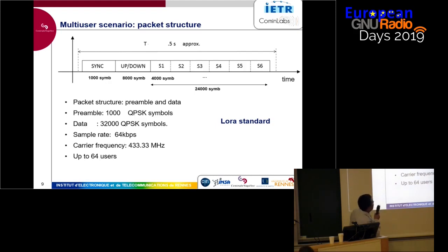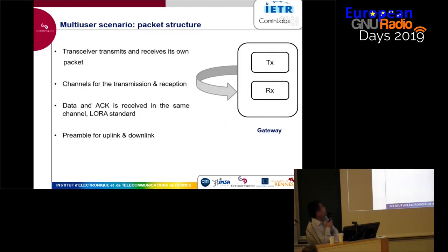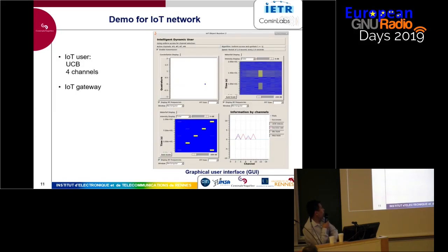These are some of the parameters that we set for the LoRa standard. This is the problem that we address by implementing this transceiver: each time an IoT device or a gateway transmits a packet, it receives its own packet. So with this preamble, it can identify and discard it to avoid this problem. We also built a graphical interface to see how it works.